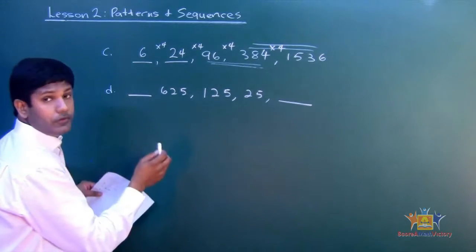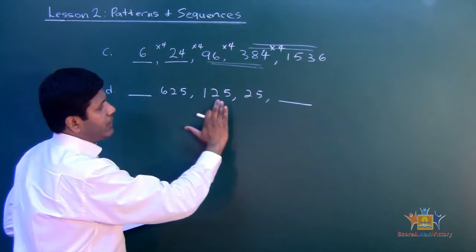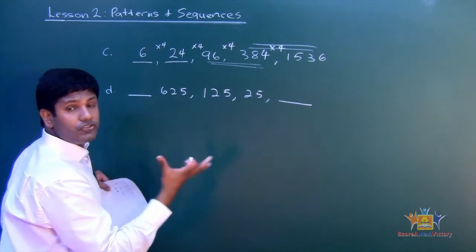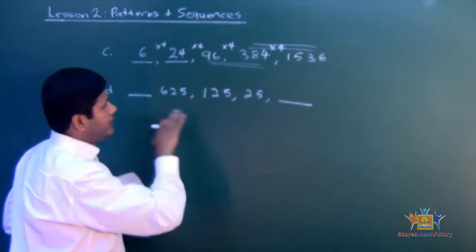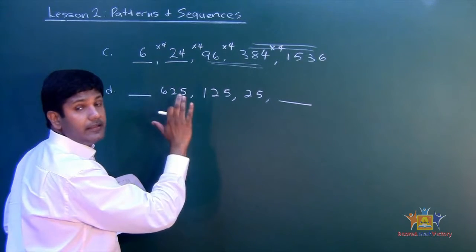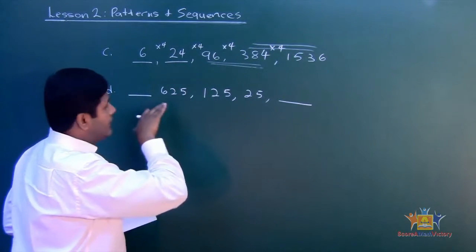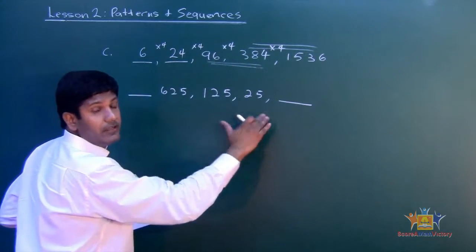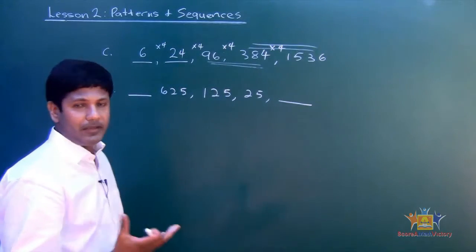So what do we do first? First step, look at the numbers in the sequence: 625, 125, and 25. We're going to use these 3 numbers to draw some kind of conclusion. The conclusion is the numbers are reducing. That means it cannot be addition or multiplication. So the only two it can be are subtraction or division. But look, such a rapid change, 625 to 125 to 25. So we can conclude it could be a dividing pattern.